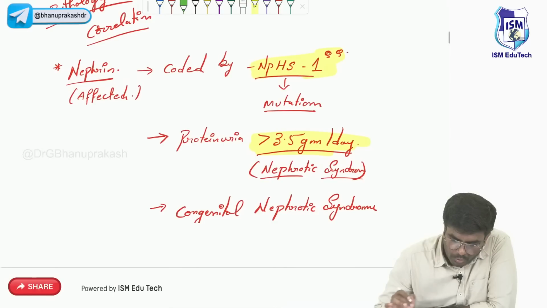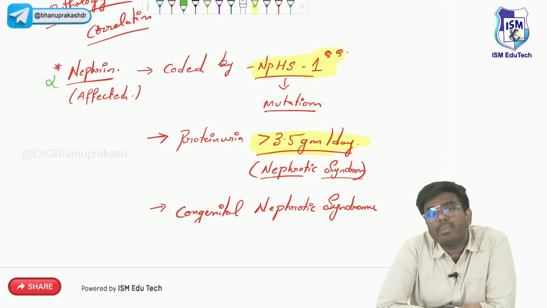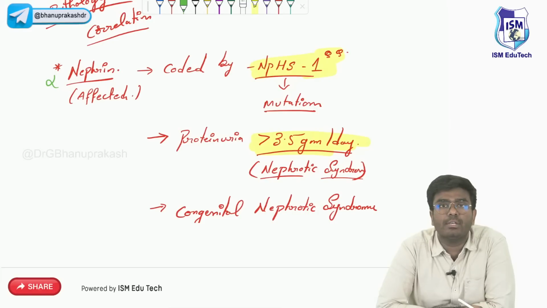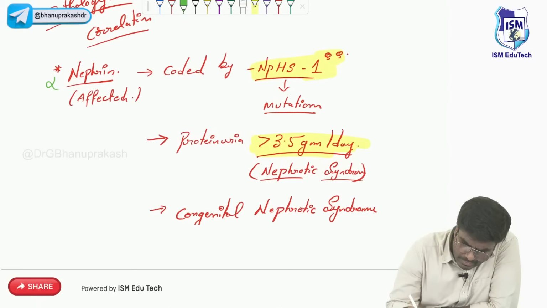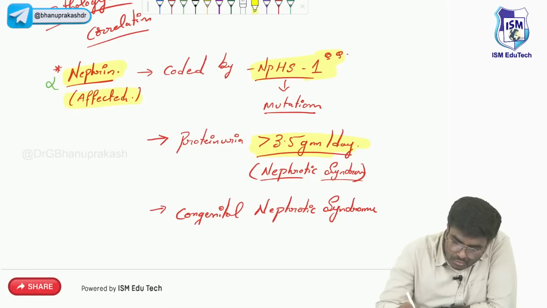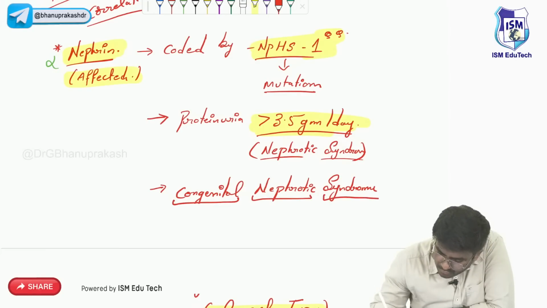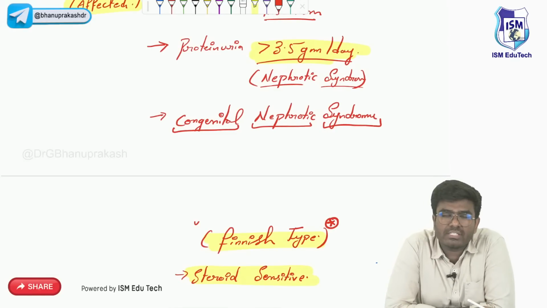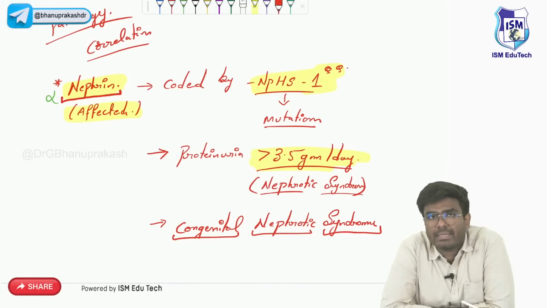Next, what is its clinical importance? Whenever there is damage to nephrin or podosin or alpha actinin 4, what happens? Proteins will leak into the urine, causing proteinuria. Nephrotic syndrome will occur in the patient. So the MCQ you need to know: whenever nephrin is mutated or affected, which syndrome does it cause? It causes congenital nephrotic syndrome, or Finnish type of nephrotic syndrome. The Finnish type of nephrotic syndrome is due to a defect in nephrin.